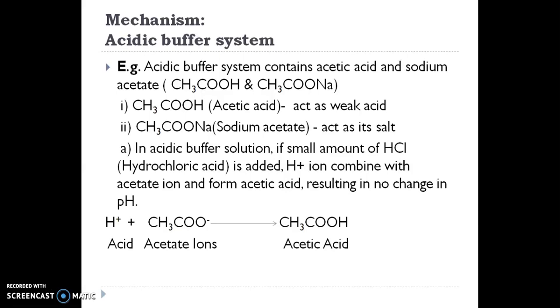Now the exact mechanism. In the acidic buffer solution, if you add hydrochloric acid, the H plus ion from the hydrochloric acid combines with the acetate ion present in the acetate buffer solution. So H plus ion reacts with the acetate ion and forms acetic acid. Because acetic acid is a weak acid, there is no change in the pH. So after addition of acid, there is no change in the pH of the solution.